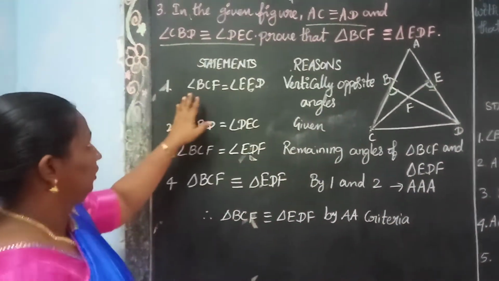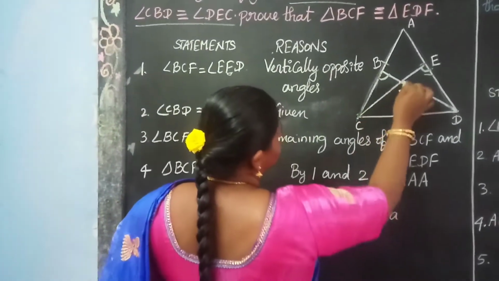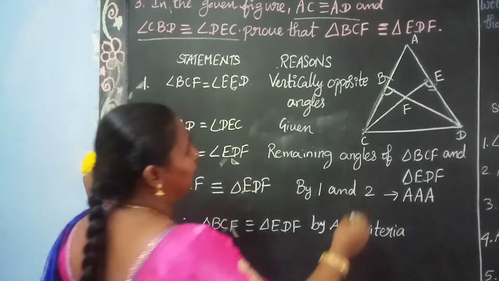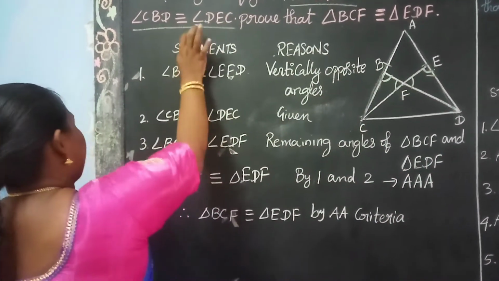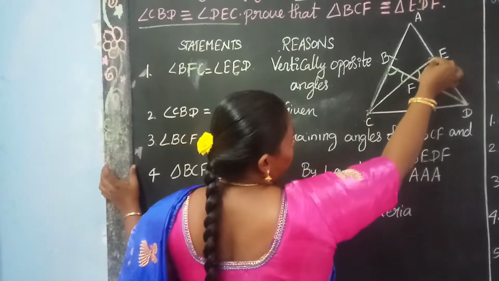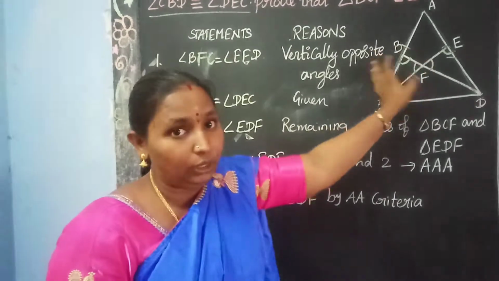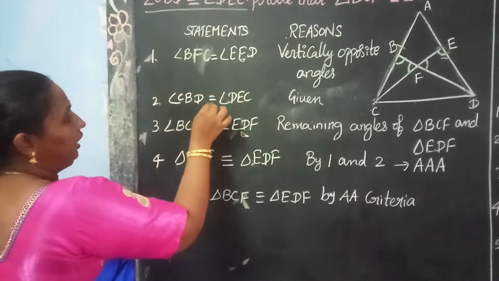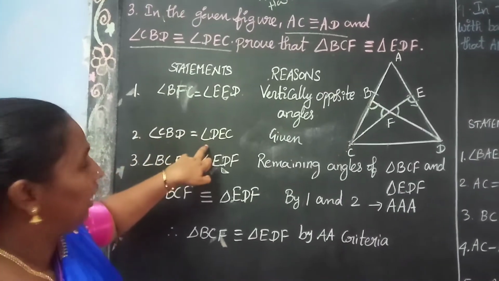Now see the statements. Here vertically opposite angles are equal. That is angle BFC, not BCF. BFC is equal to EFD because vertically opposite angles are equal. These two are vertically opposite angles. Then angle CBD equal to angle DEC, given in the sum itself.